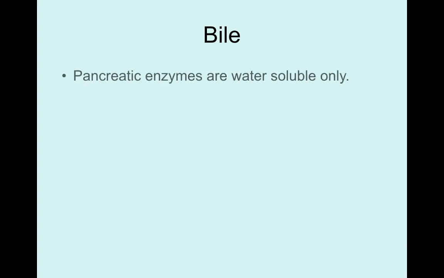But before we talk about our pancreas, let's talk about what is bile. We've talked about bile is produced by the liver, bile is stored in the gallbladder between meals, bile is transported from the liver and gallbladder during meals to the duodenum of the small intestine to help with digestion. How does bile help with digestion?